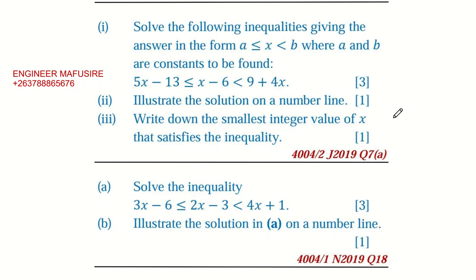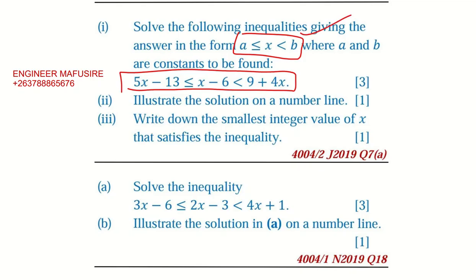Solve the following inequalities giving the answer in the form a less than or equal to x less than b, where a and b are constants to be found. Values of a and b will come from this section, but first we solve this inequality. You are supposed to leave it in the form a less than or equal to x less than b.